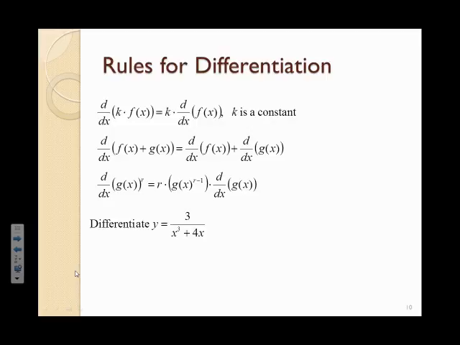Now, here's another way of saying find the derivative, and that's simply saying to differentiate y, and y in this case is equal to 3 over x cubed plus 4x. Now, the x's are all in the denominator, the bottom of the fraction, and the 3's in the numerator. So again, we want to convert this over, and we can say that this is 3 over 1 times 1 over x cubed plus 4x.